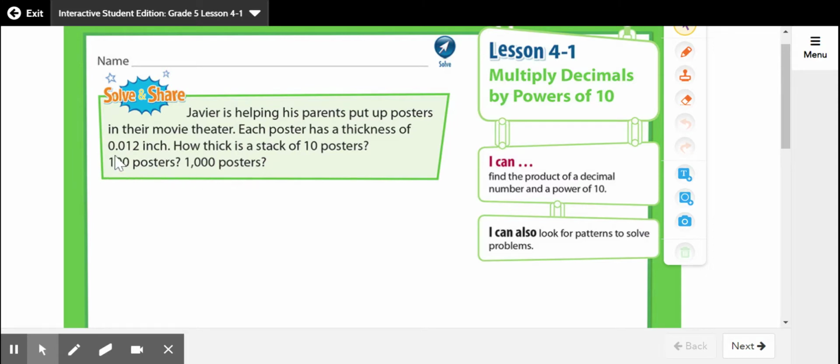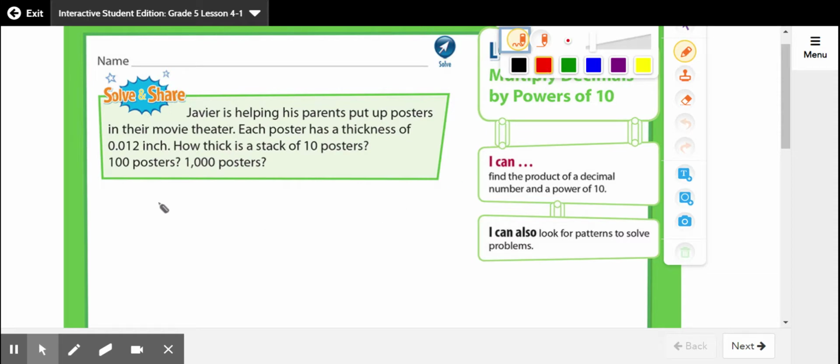So one is 12 thousandths of an inch, or 0.012 inch. But if we had 10 stacked up, how thick would they be? How many inches? If we had 100 stacked up, how many inches? And if we had 1,000 stacked up, how many inches? During this exercise, you can actually do this by yourself. There's no wrong answer. We're going to actually solve this problem for you, but if you ever wanted to just do this on your own just to practice, that would be fine.